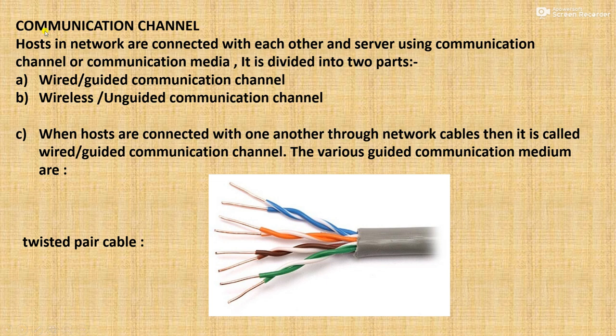Now we have two types of communication channel. First is wired slash guided. Wired means that it contains wire. And after that, wireless slash unguided communication channel. Two types of communication channel we have.